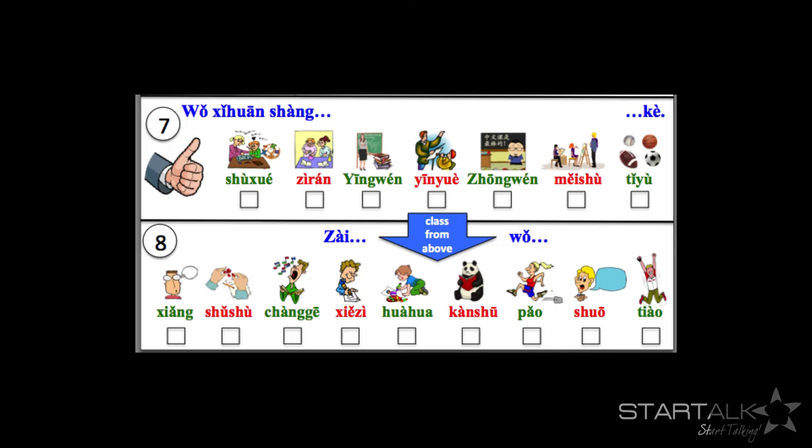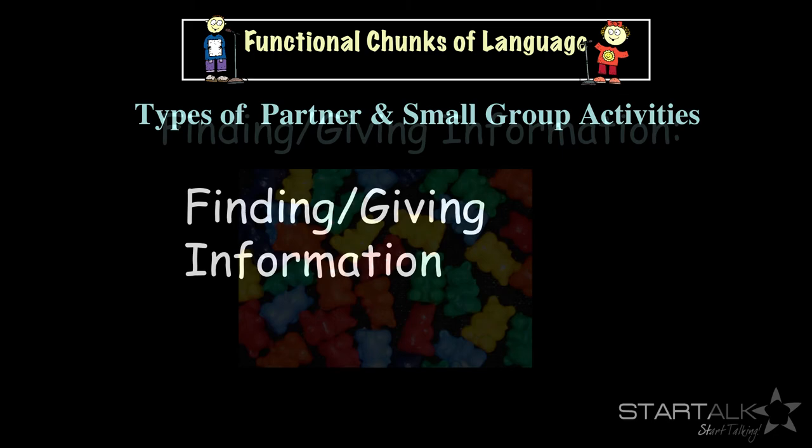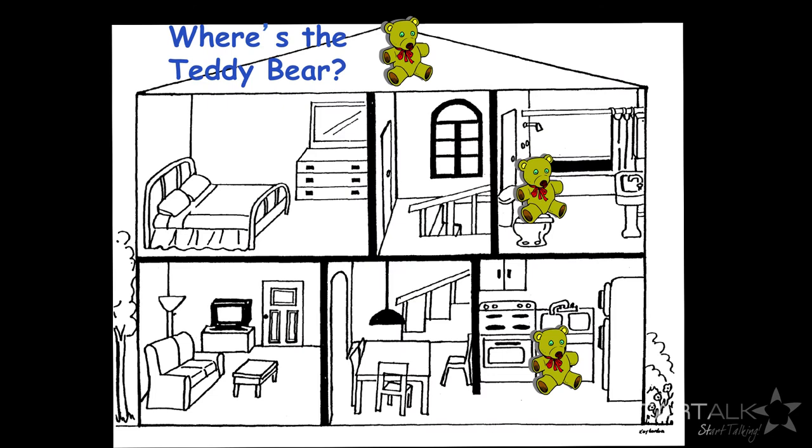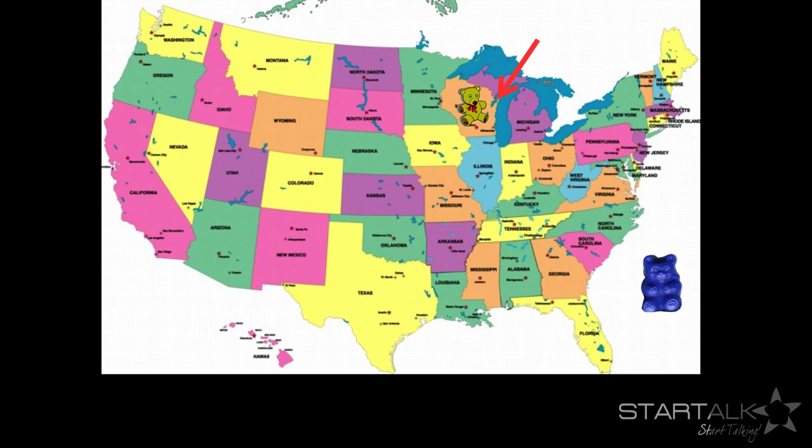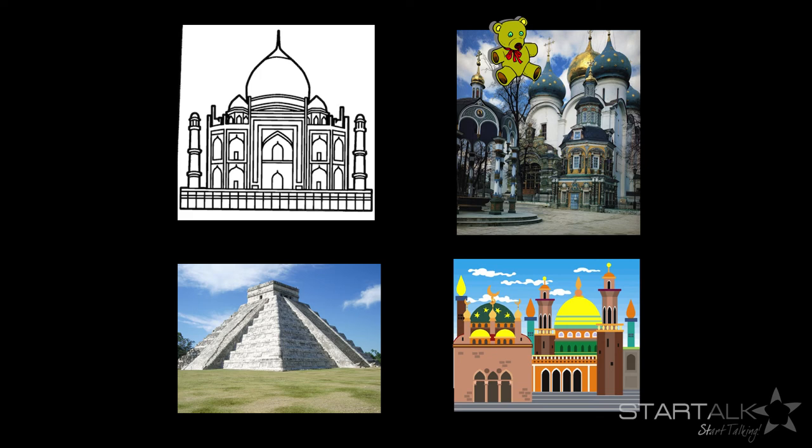Finding and giving information. Those of you that were with me a year ago or 2 years ago when I did the plenary session, I had you hide the bear. That's a very powerful activity because it can practice any kind of language that you need to practice, because that bear can hide anywhere. Here he is in Wisconsin. Here he is, where is he? He's in Russia, okay? But he could be at the Taj Mahal. He could be in Saudi Arabia. I don't know where he is.